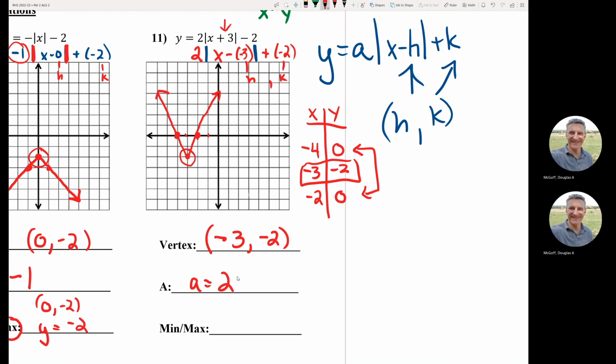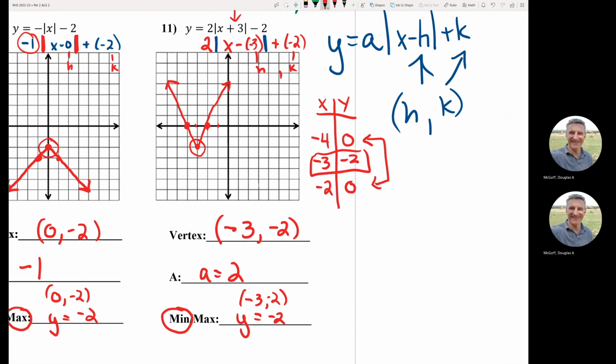The leading coefficient is positive, so this is a minimum, and it is a minimum at the point (-3, -2), or the minimum value is y equals negative 2. Questions on example 11?